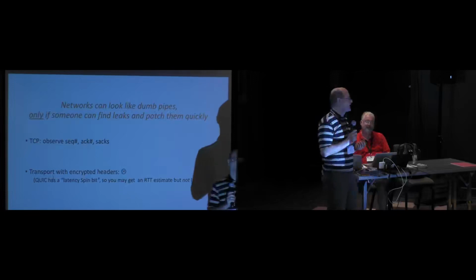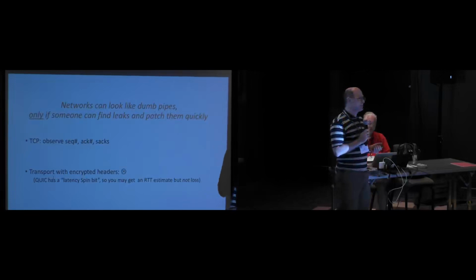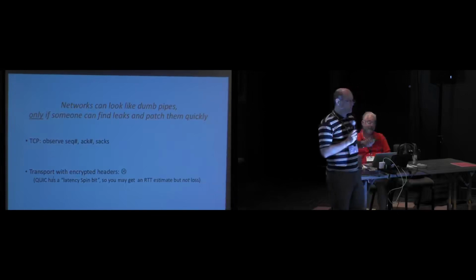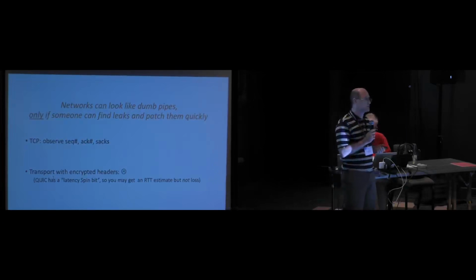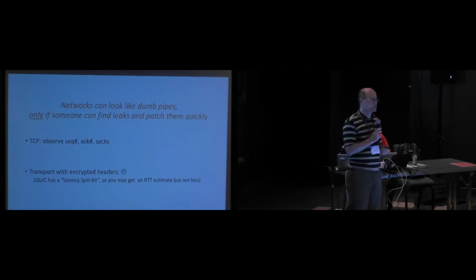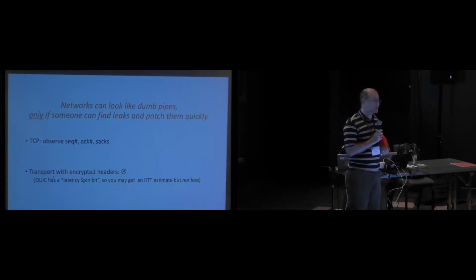I'm a transport guy. I love to think of my networks as just dumb pipes. But for them to be dumb pipes, there should be somebody inside that pipe who is looking for leaks and can find and patch them quickly. If he's seeing a TCP flow in that pipe, it's pretty good. He can look at sequence numbers, ACK numbers, figure out if there is a leak, and see if it's upstream or downstream. If he is looking at a QUIC flow, not as good. There are no bits to look at to see if there is packet loss. So I think it's a problem.